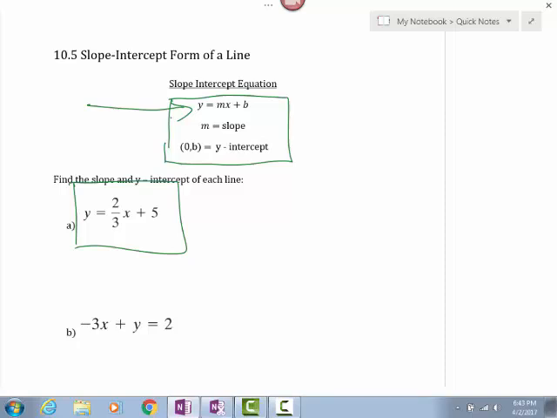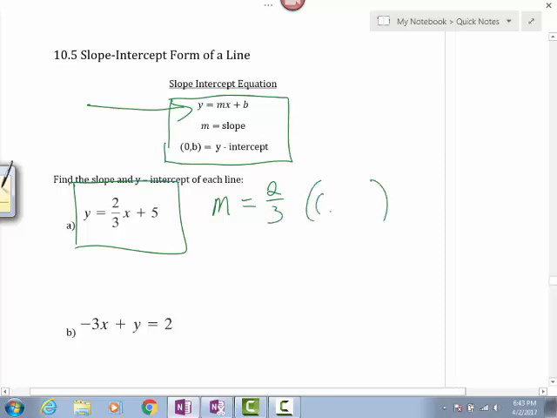So if I do a stare and compare, I can see that for my problem here, my m, the number in front of the x, is going to be 2/3. My y-intercept is always going to have an x-coordinate of 0, and the y-coordinate of the y-intercept will be whatever my letter b is. In this case, 5.